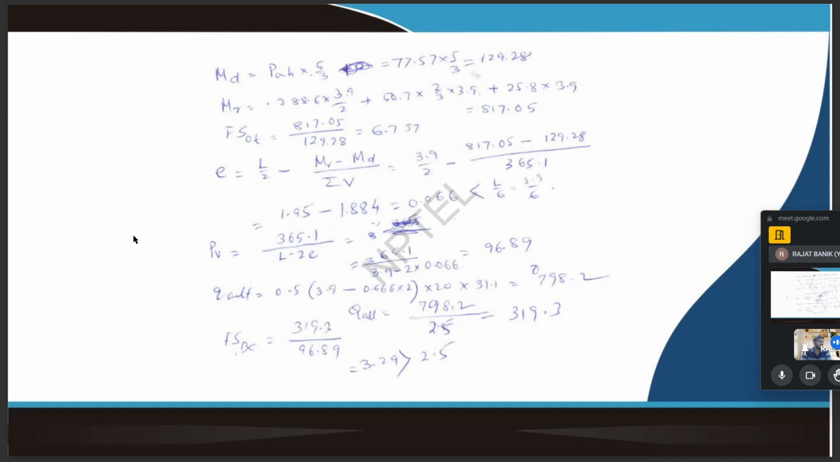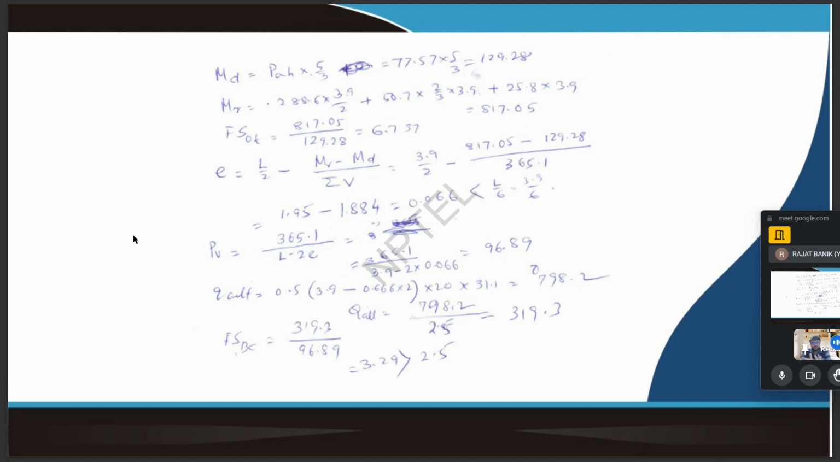for any type of soil, because if it is greater than L by 6, there may be tensile force developed at the base of the retaining wall, which may be dangerous and lead to failure, because we know that the soil cannot take tensile force, and the soil fails by this tensile force.